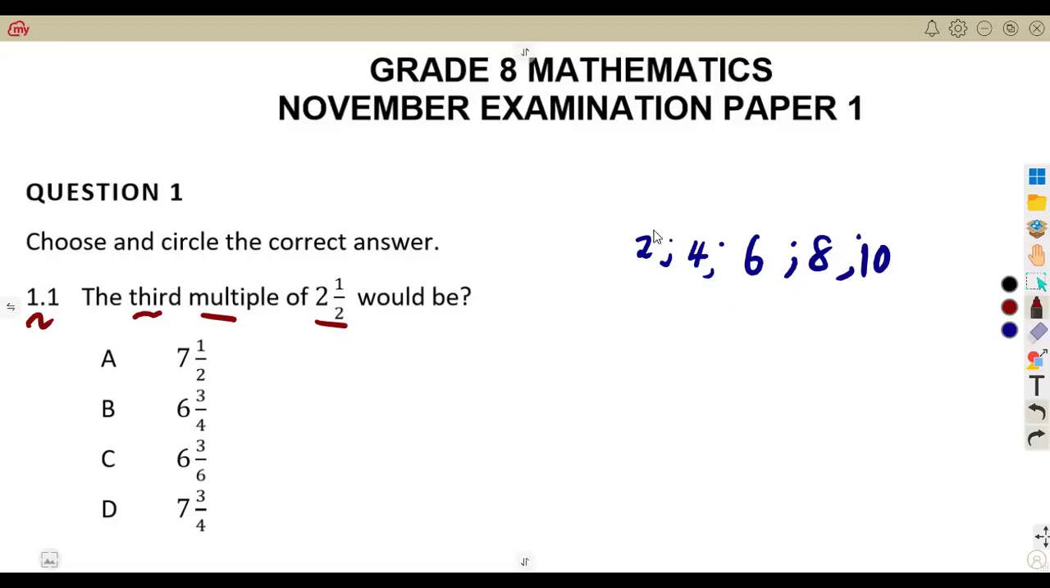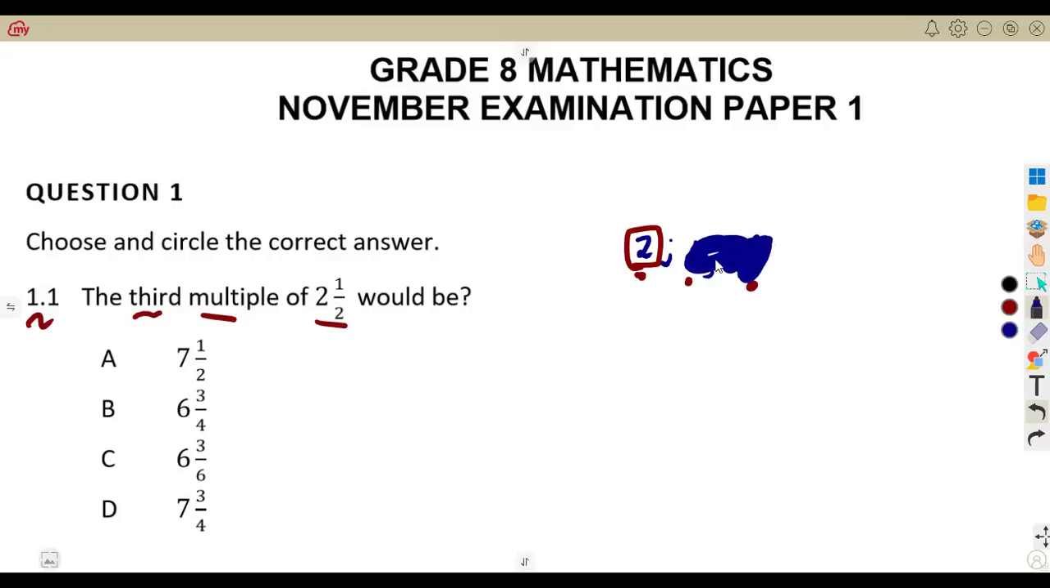I want you to see this from whole numbers so that it will be easier for you to understand. Let's say the question is asking you the third multiple of 2, meaning to say they are saying this is the first multiple. We move on. This is the second one. This is the third one. So meaning to say if we were considering 2, the third multiple is 6.